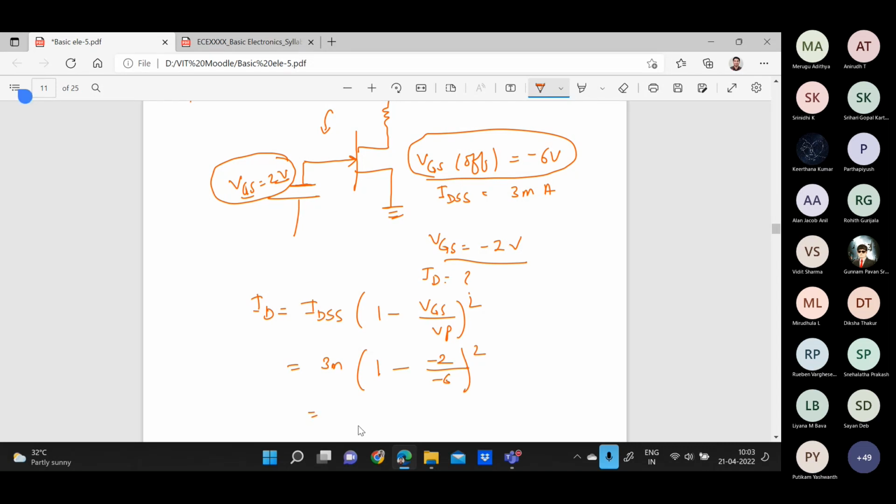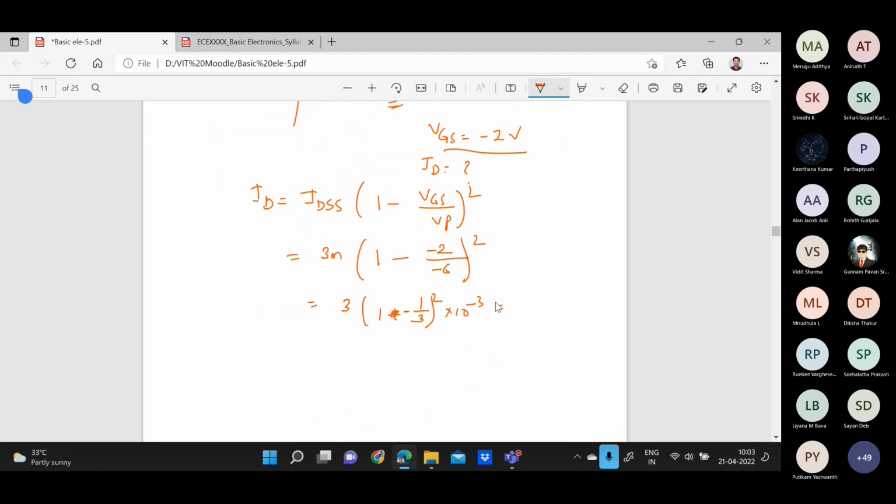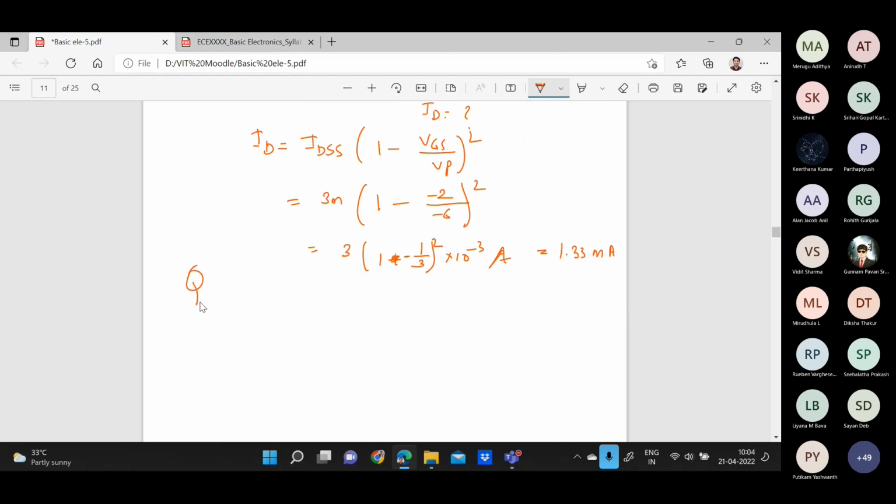You tell me the value after this. So it's 3 milli will be there, 1 minus 1 by 3. Yes, minus will be there, minus whole square, and it is 10 raised to power -3. Like that, you saw. It is in amps. 1.33 milliamps is the answer. Okay. Now you see the next question.